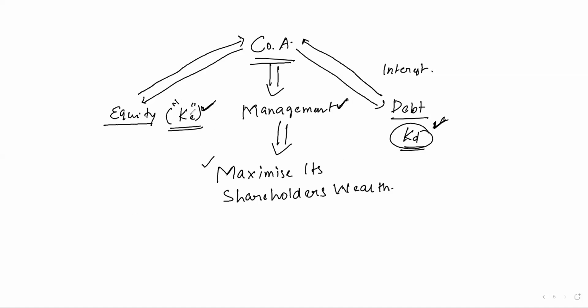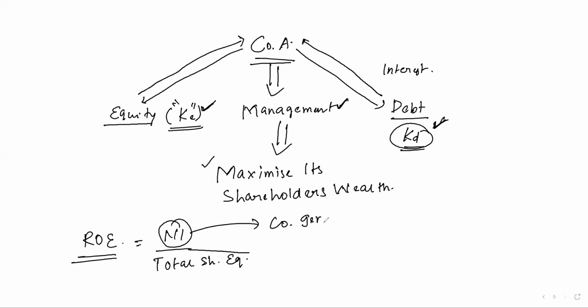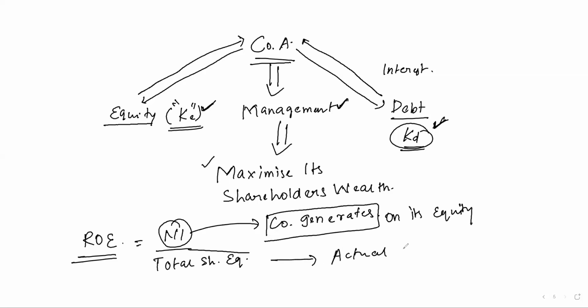Now, this cost of equity part is often confused with return on equity. Return on equity is what? Net income upon total shareholder equity. This is actually the net income that a company generates on its equity. This is the actual value. What I mean when I say actual value is that these are reported values in financial statements. This is the actual performance of the company. This is return on equity. Cost of equity is what the expected return is.